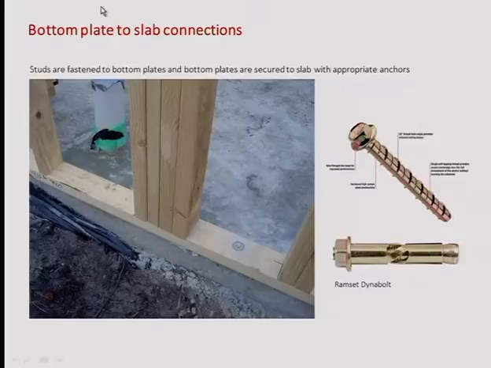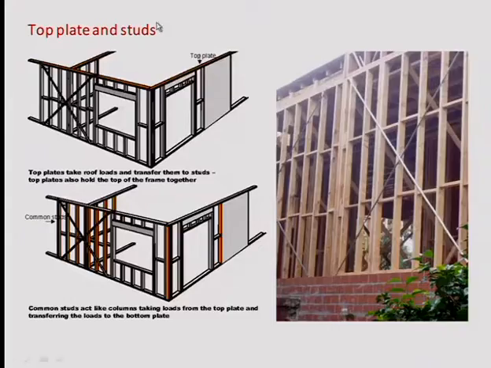Again, the way the timber frame is connected to the ground slab, so these studs are actually fastened to the bottom plate, and then the bottom plate is connected through a dynabolt to the ground slab. There are rules on how to do that and how often you need to do that. So you just drive the dynabolts into the ground floor slab so that they are fixed together. The top plates are taking the load from the upper floor, and then they are transmitting this load to the studs. And then we need to brace it.